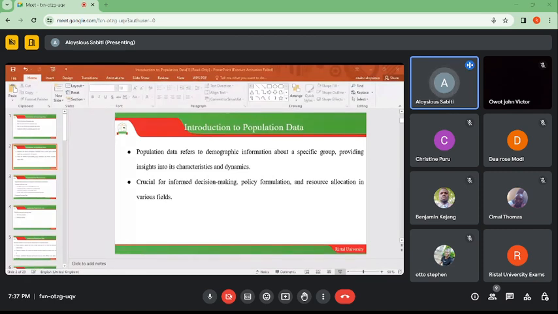So, when you're looking at categorical population data, you're only looking at a specific category or group of people. For example, you're looking at females only. You're looking at male. You're looking at people of this particular tribe. You're looking at people of this particular religion. If you're looking at Muslims, you're looking specifically at Muslims. If you're looking at Christians, you're looking particularly at Christians.